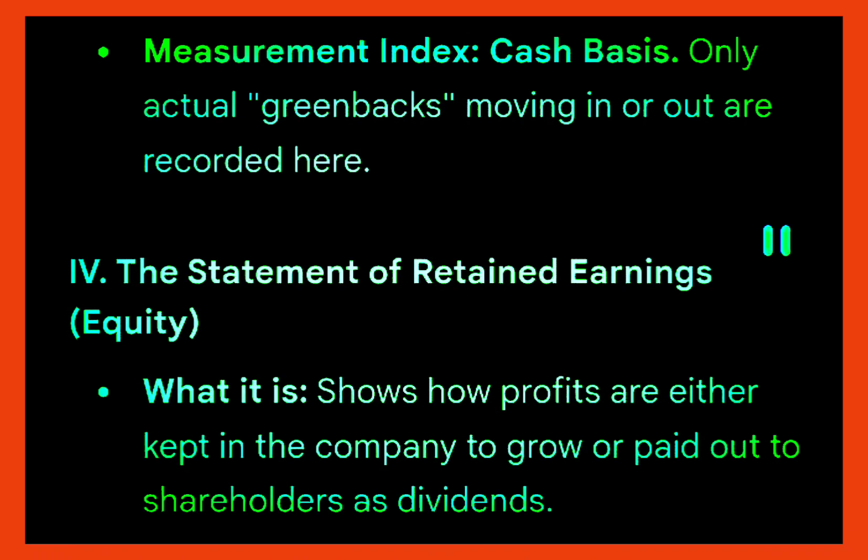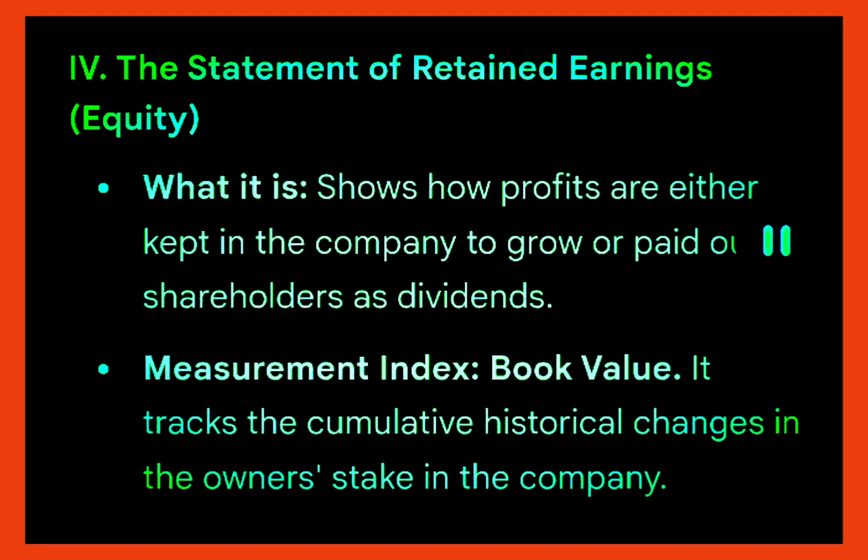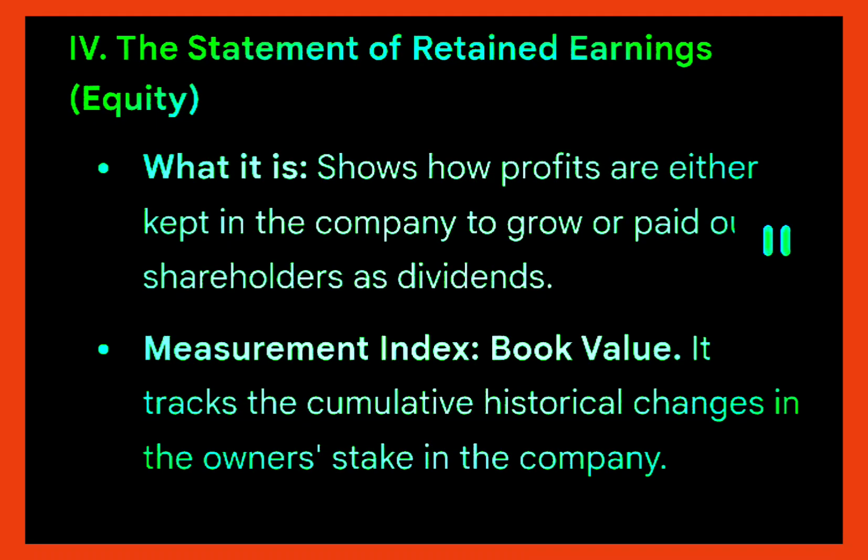IV. The statement of retained earnings, equity. What it is: shows how profits are either kept in the company to grow or paid out to shareholders as dividends. Measurement index: book value. It tracks the cumulative historical changes in the owner's stake in the company.